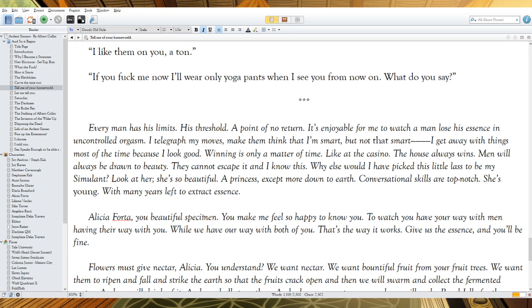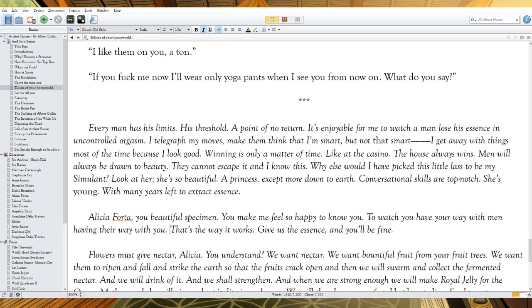You make me feel so happy to know you. To watch you have your way with men, having their way with you, while we have our way with both of you. It makes more sense to just have this gone. To watch you have your way with men, having their way with you. That's the way it works. Yeah, see, nice. Give us the essence. You'll be fine. Let's give some dashes. I like the dashes.